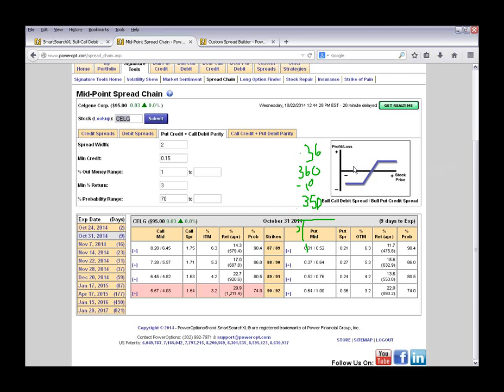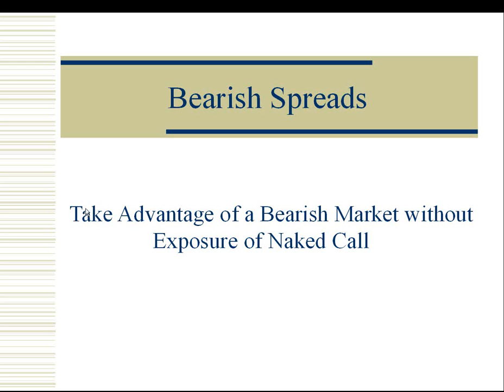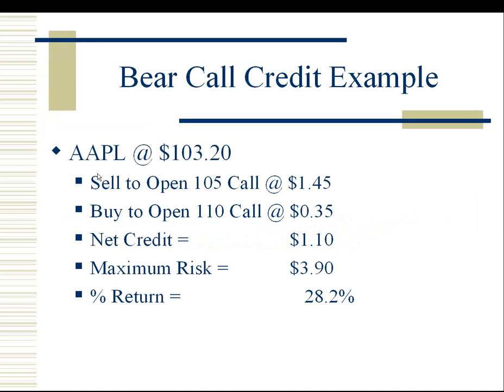Now, with that being said, in the introduction to call put debit, let's go back to our slides real quick. And let's talk about our bearish spreads. Bearish spreads allow us to take advantage of a bearish market without the exposure of a naked call or an in-the-money naked put position. Bear call credit is the first one of our view, and the credit spread, just the reverse of what we do in a bull put credit.